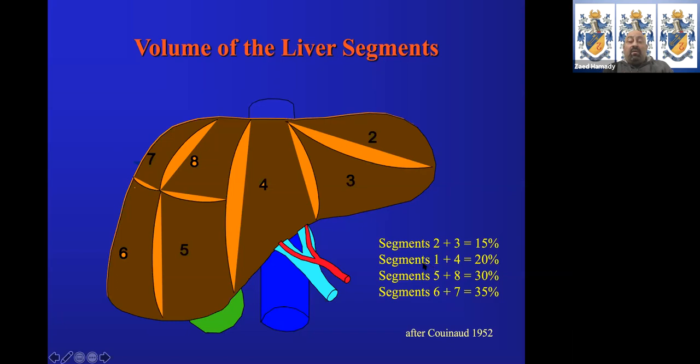Segments 1 and 4, usually about 20%, and segments 5 and 8, which is the anterior sector, is 30%, and segments 6 and 7, which is the posterior sector, is about 35% of the liver. So this is very generic, and it just gives you some guidance on how much of the liver you're going to resect.